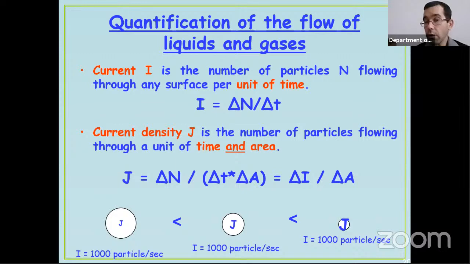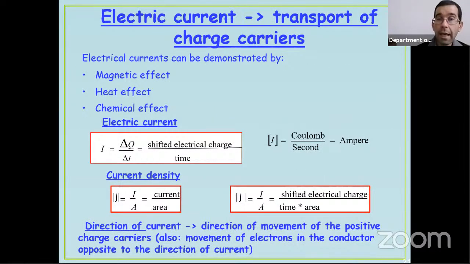Here we are going to do the same. However, here we are going to talk about number of charges, so it's not fluid particles. And this is how we define the electric current. The electric current is a ratio from the shifted electrical charges to the time. Its unit is coulomb per second, which is called ampere.